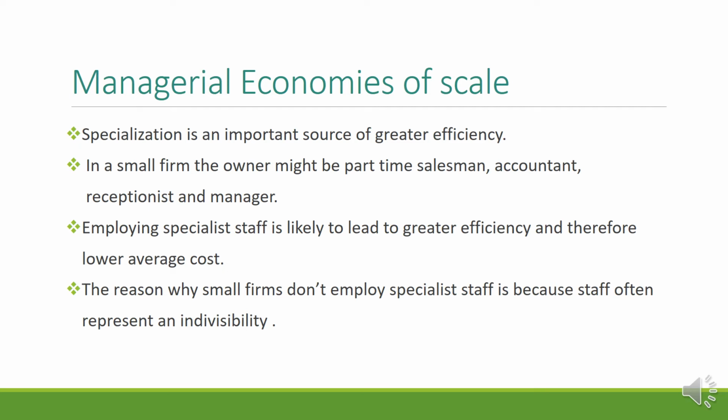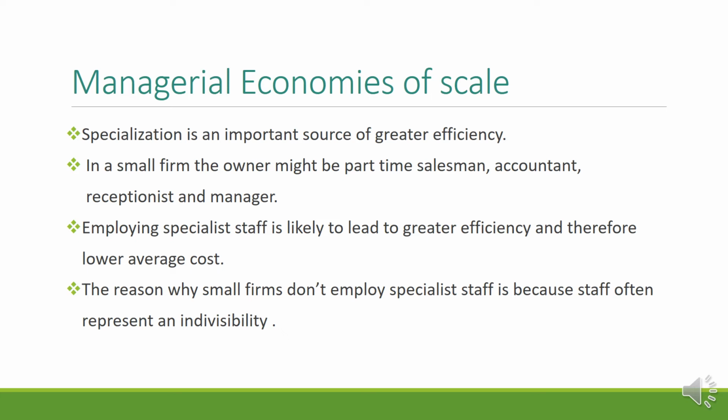So in that situation, what will happen? Employing specialist staff is likely to lead to greater efficiency, therefore lower average cost. But in the case of multinational companies, they will have a separate manager for sales, accounting, finance, and operations, everything. So they will have greater efficiency. Therefore, their average cost will be lower. Do you think that a sole trader can employ 5 managers? It is very costly and they cannot do that.